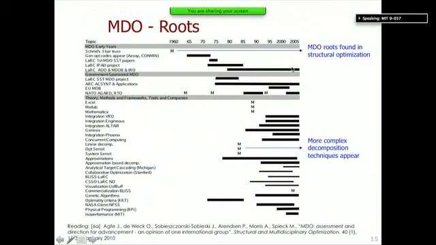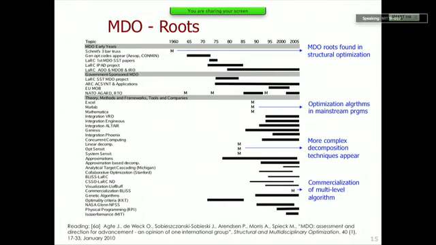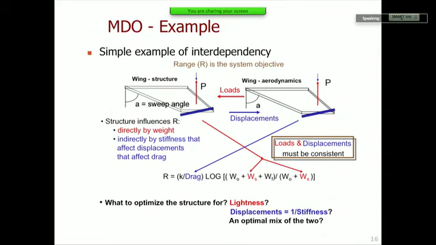Then I would say in the mid-80s, we started having more complex decomposition techniques, and I will describe one of these to you today. Optimization algorithms started to be built into mainstream programs like Excel, MATLAB, Mathematica. And then more recently, in the 2000s, we had commercialization of multi-level algorithms. The one that I'll describe to you is called BLISS. So let's talk through a very specific example and then one of those techniques.